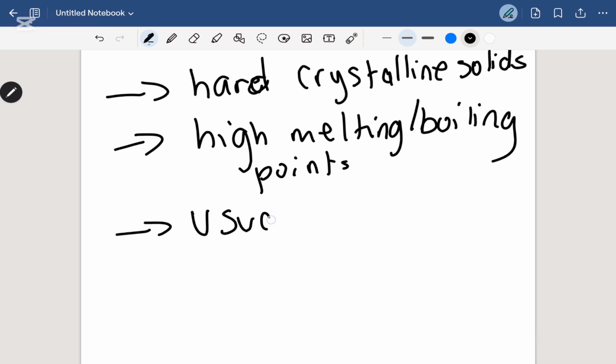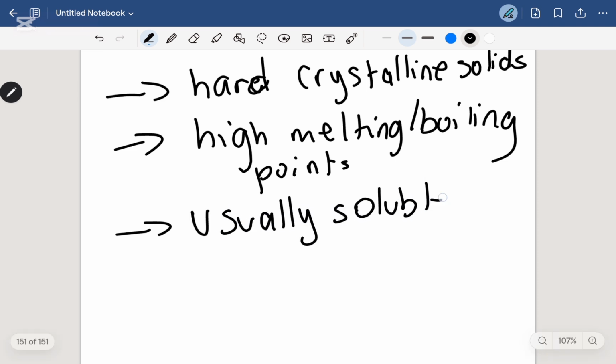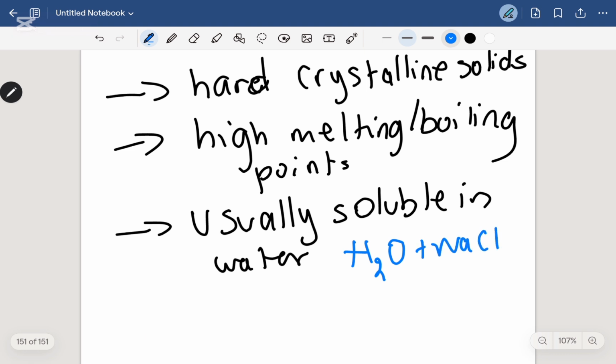Now, they are also usually soluble in water. Okay? Now, why are they soluble in water? Very simply because the water molecules can bind with the cations and anions. So usually you know that H2O, for example, plus NaCl, and then you switch them around, so it's going to be HCl plus NaOH or something like this. You know, these equations that we have taken before. I don't believe what I just wrote is correct, but it's just an example to make you understand what they mean by usually soluble in water.